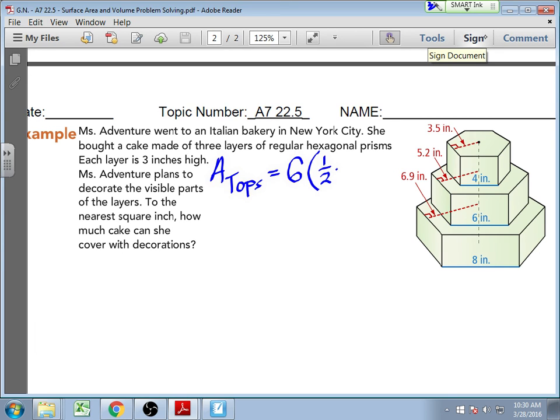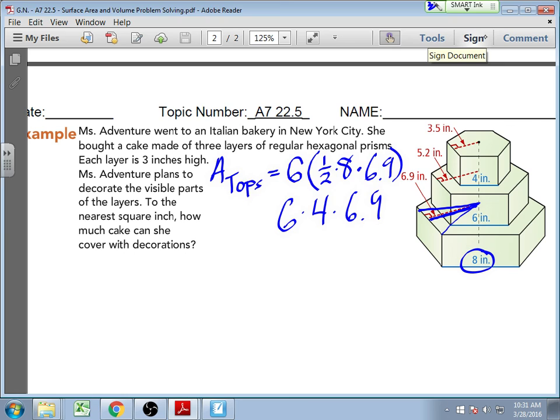So 1/2 times the base length of the triangle times the height of the triangle. If I broke this up into triangles, what's the base length of that triangle? 8 inches. We see that right here. What is the height of that triangle? 6.9. We see that right here. Do the math. That's easy. 1/2 of 8 is 4. We could distribute. 6 times 4? 24. Okay, we could have distributed if we kept the parentheses, but we don't need to.